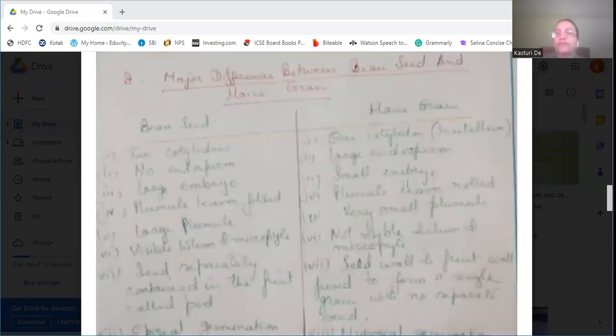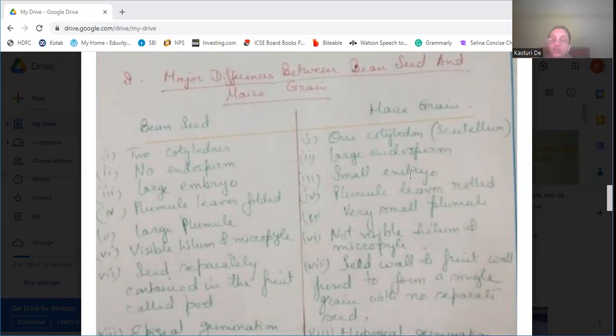Now what is the major difference between a bean seed and a maize grain? Bean seed has two cotyledons and maize grain has only one cotyledon, also known as cotyledon. Bean seed has no endosperm, maize grain has a large endosperm. In bean seed the plumule leaves are folded, but in maize grain the plumule leaves are rolled. Bean seed has a large plumule, maize grain has a very small plumule. Bean seed has a visible hilum and micropyle, but maize grain has no visible hilum and micropyle.